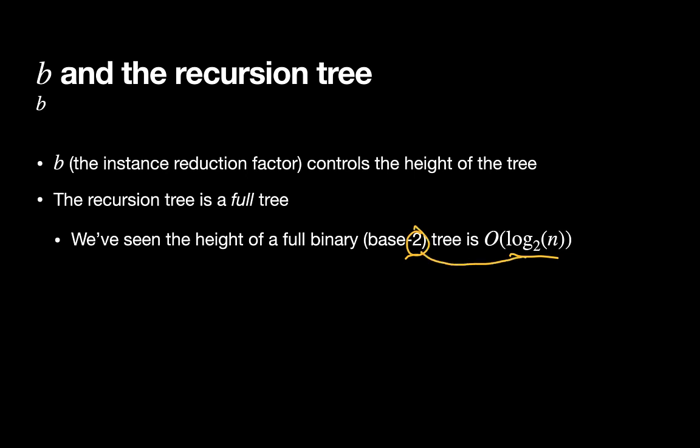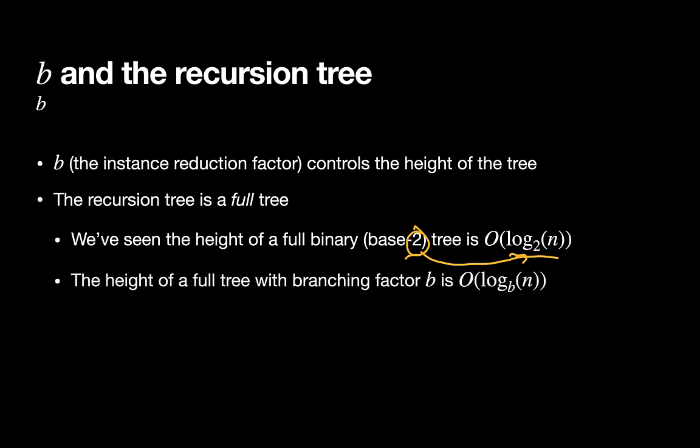So notice that the branching factor had an impact on the base of the logarithm. The same is true with a generic branching factor of b. If we have a full tree with a branching factor of b, the overall height of the tree is big O of log base b of the number of nodes, of the amount of data.